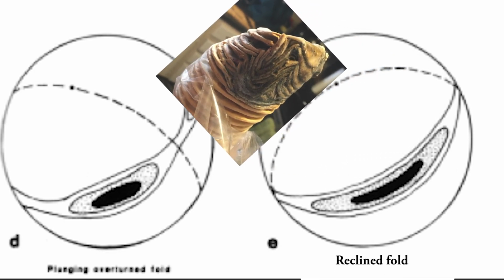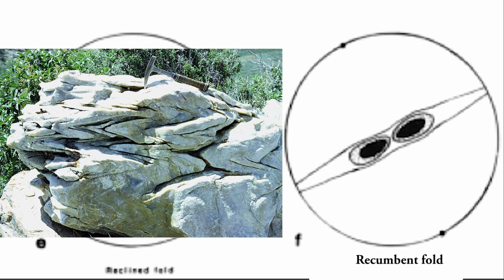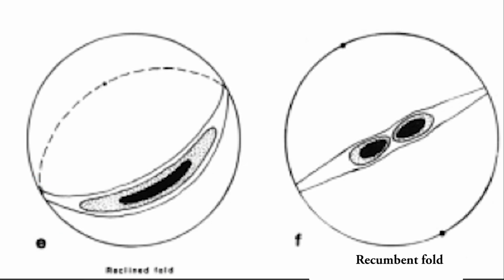Other possibilities are the reclined fold, which will group data towards the center of its great circle, perhaps forming a single data blob, or the recumbent fold with two blobs so close together it looks like a cross-eyed Teenage Mutant Ninja Turtle mask, that still lays on a great circle, telling us something about our folds.